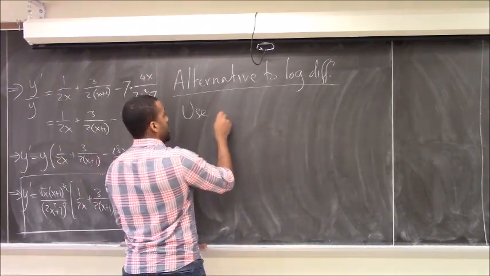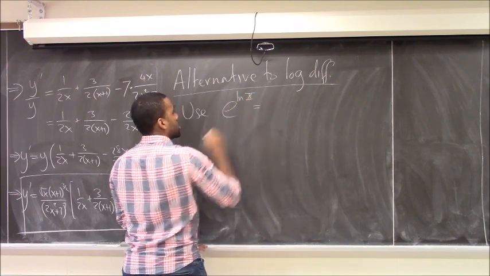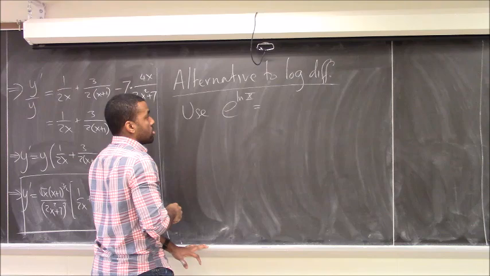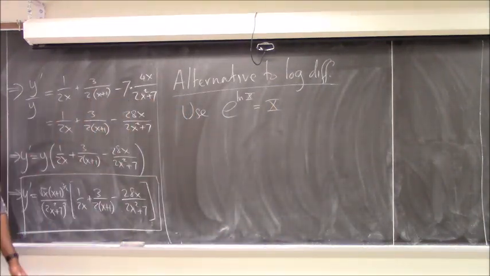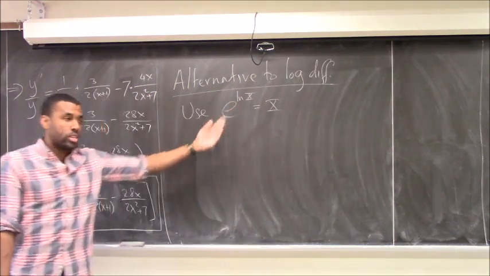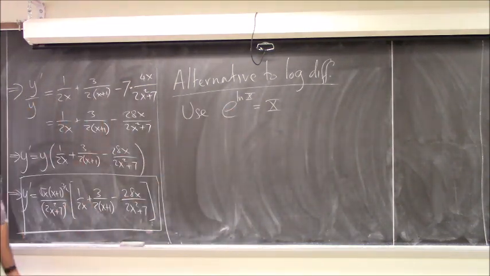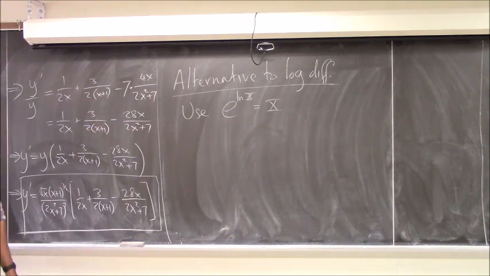Use the fact that e to ln of anything is just x. Exactly. e to ln of x is just x, or e to ln of literally whatever expression you put there that can work in the logarithm is just the expression that you put in the logarithm, because e's and ln's sort of cancel each other.